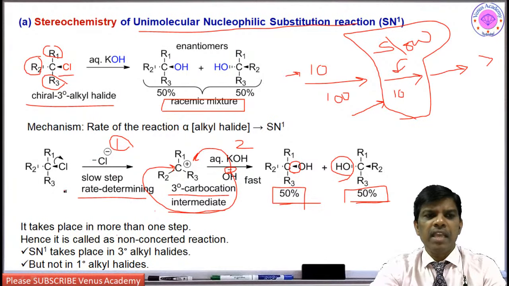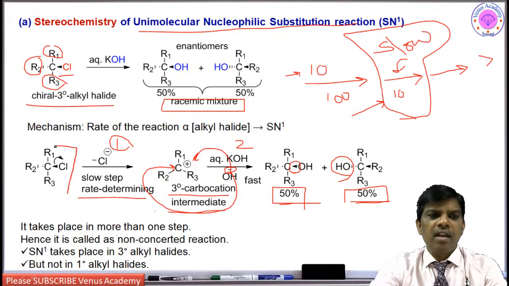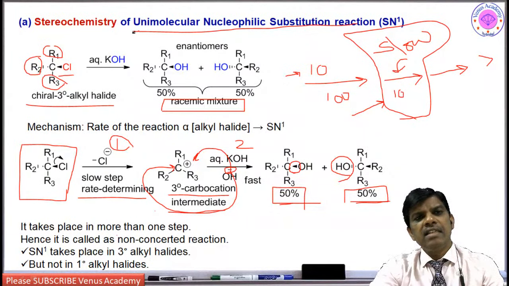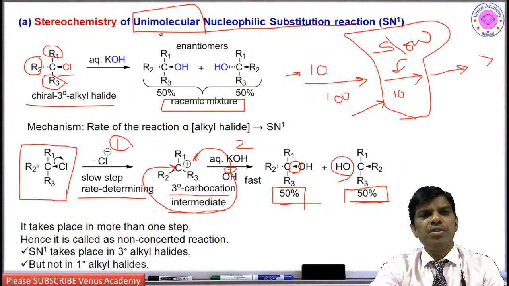This step depends on the rate of the reaction, which depends only on the concentration of this starting material. Since the rate depends on one molecule, it is unimolecular. That is why it is SN1. Then where does it undergo, where do you find it?